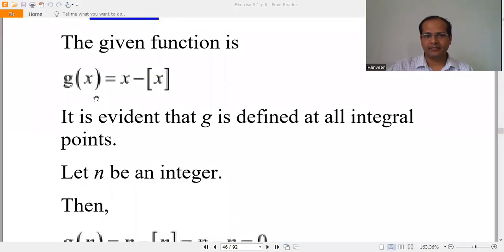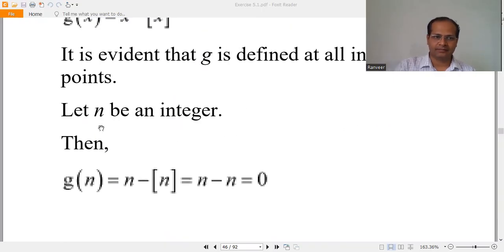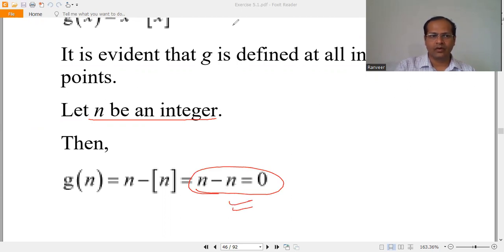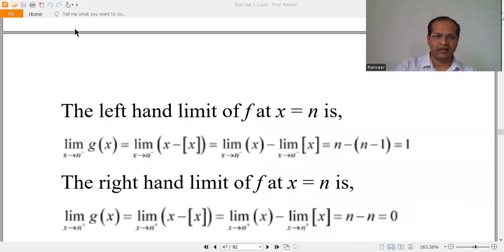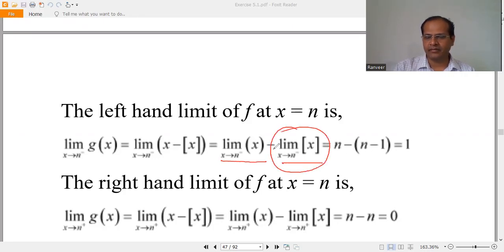But we can check here g(x) equal to x minus greatest integer. G is defined for all integral points. Suppose we take one integer n. So for the integer n, g of n is n minus greatest integer, that is equal to 0. Now, for the left hand limit, we take limit tending to n minus, of x minus the greatest integer function, and at n minus the greatest integer is actually n minus 1.